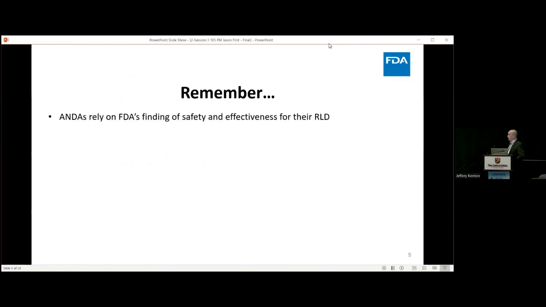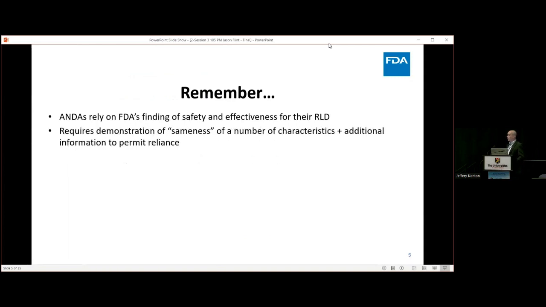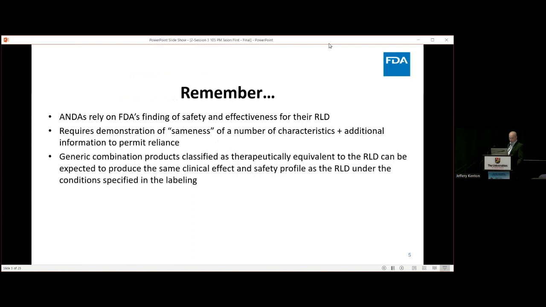And so remember that ANDAs rely on the finding of safety and effectiveness for the reference listed drug. This requires a demonstration of sameness of a number of characteristics, and those would be dosage form, route of administration, strength, and most of the labeling. And then generic combination products are classified as therapeutically equivalent to the reference listed drug, and expected to produce the same clinical effect and safety profile as the RLD under the conditions specified in the labeling.